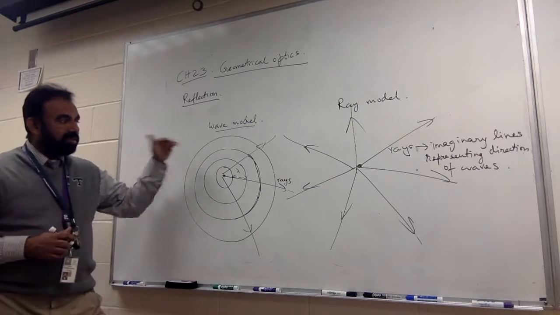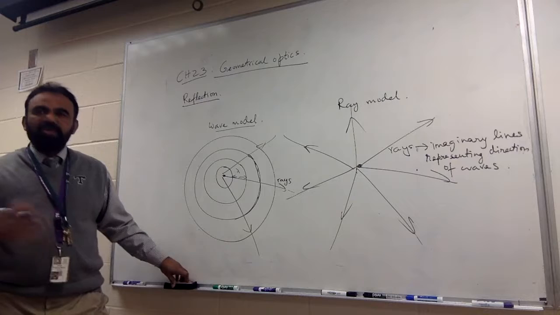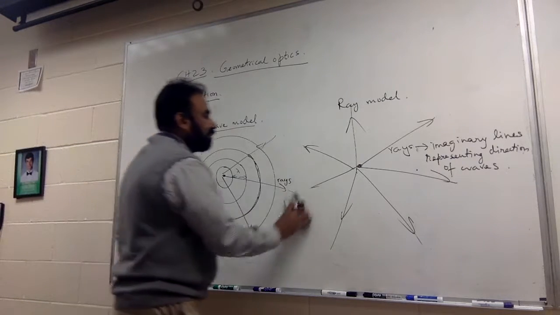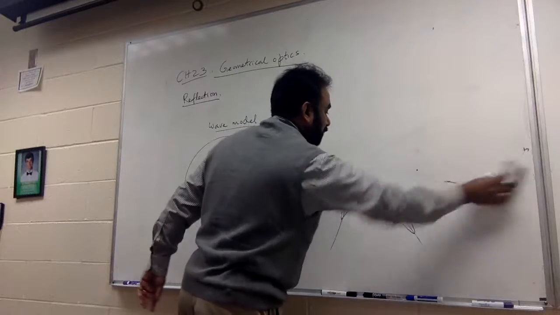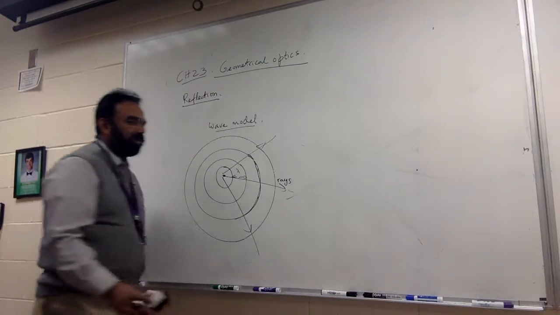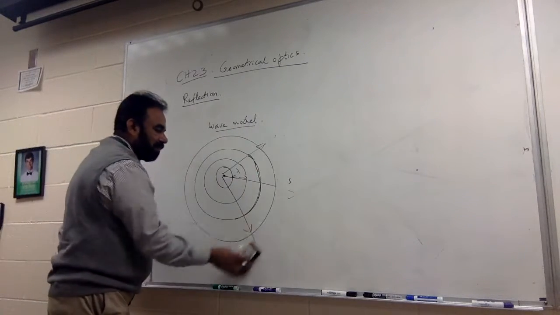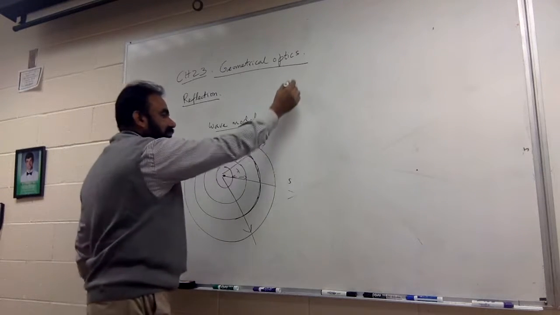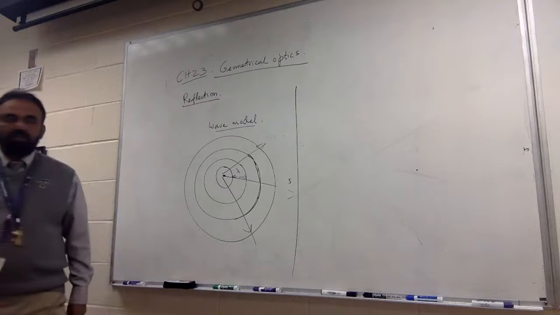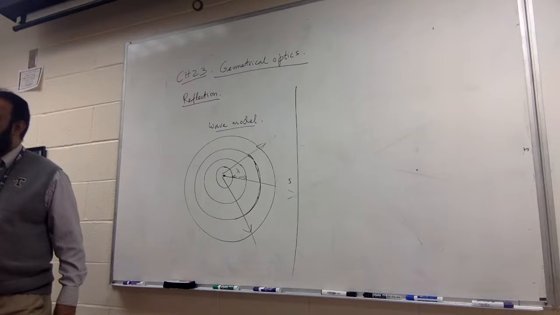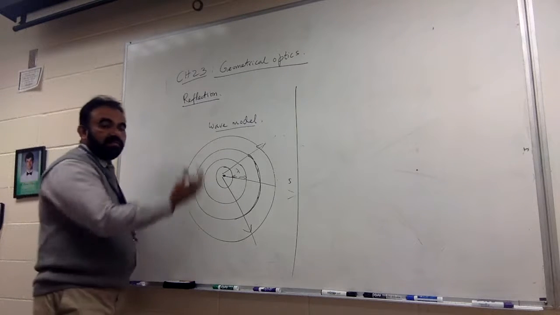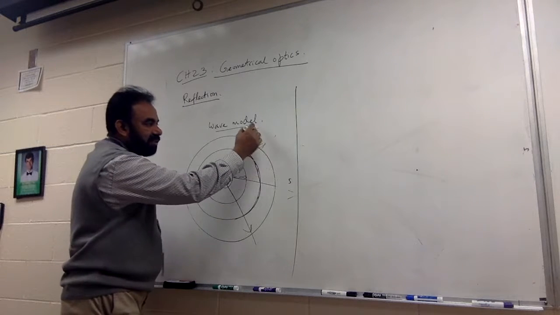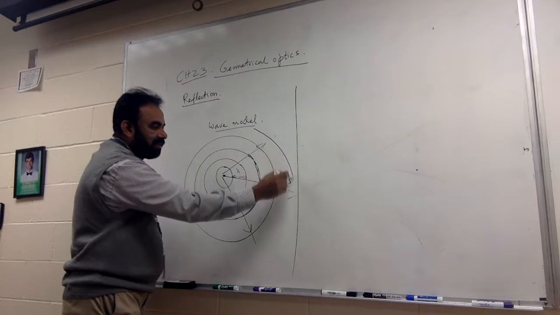Now, using the wave model, showing reflection is kind of hard. Demonstrating reflection using a wave model is pretty hard. Let's say, for example, there is a reflecting surface like a wall, a mirror. So what happens is this, look, the waves are coming in.